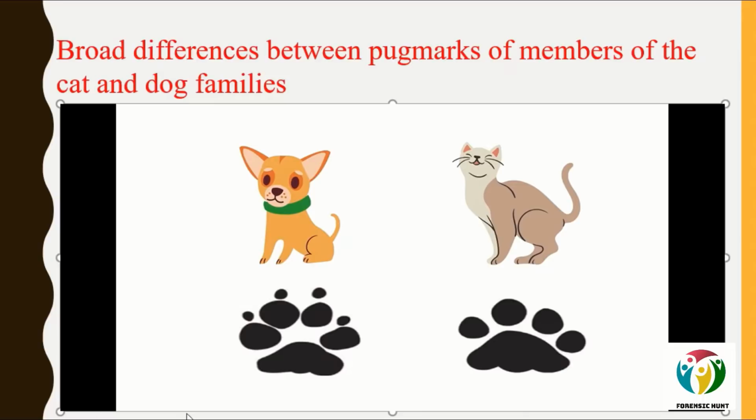The next difference that you would be able to observe is the ratio of pad to toes. In the case of dogs, the pad is comparatively smaller as compared to their toes, whereas in the case of cats, the pad is way larger as compared to their toes. So you can say that toes are comparatively larger in dogs, whereas the pads are comparatively larger in cats.